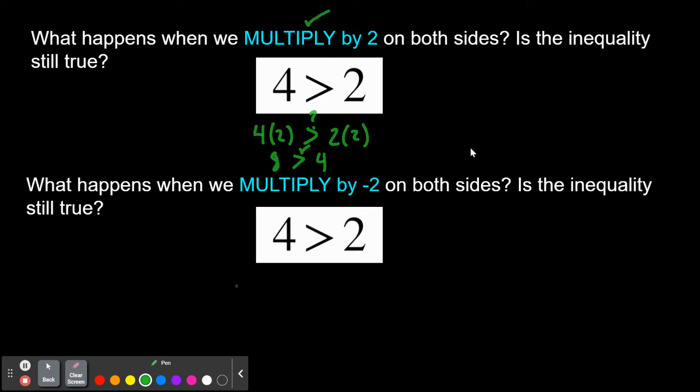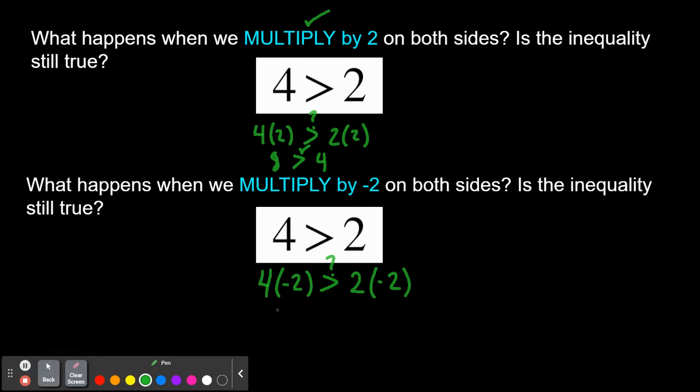Next, let's take a look at multiplying both sides by negative 2. So here's 4 times negative 2. Is that greater than? Is this inequality still telling the truth if we multiply both sides by negative 2? Let's find out.